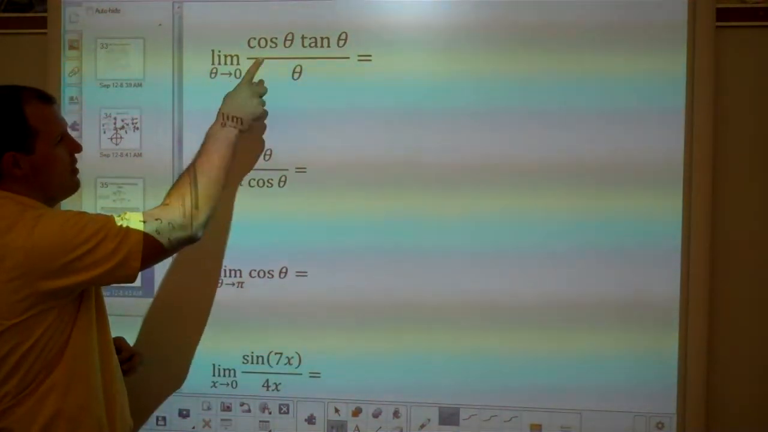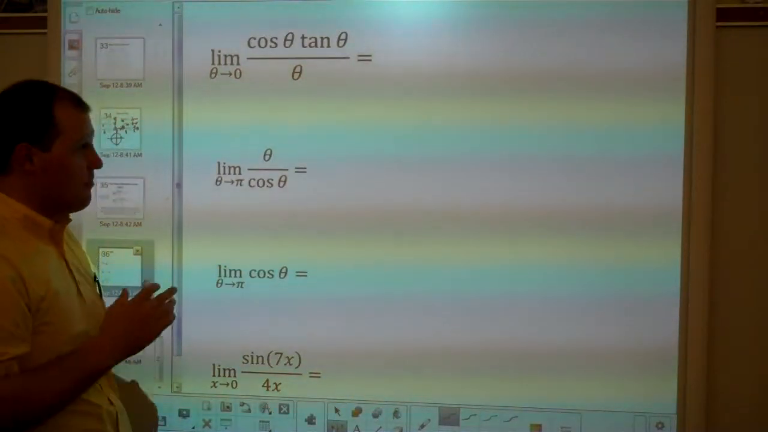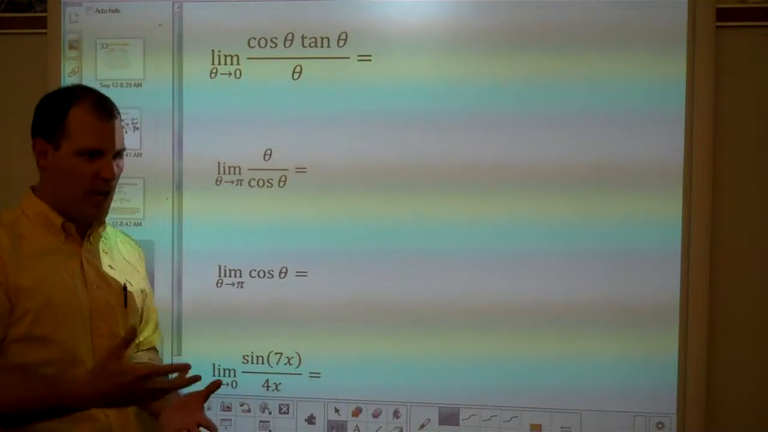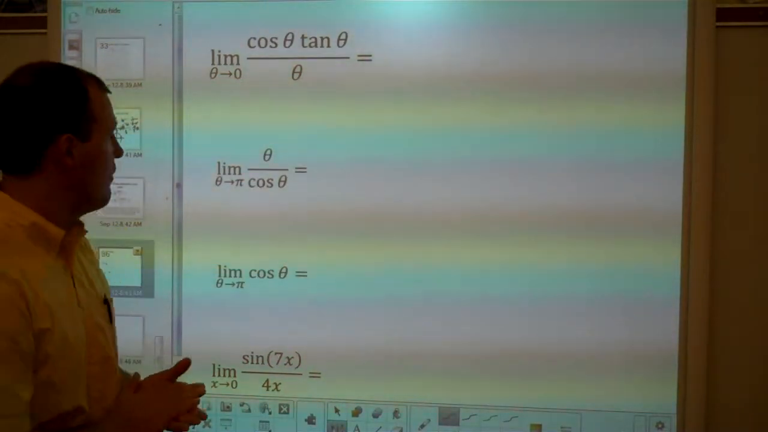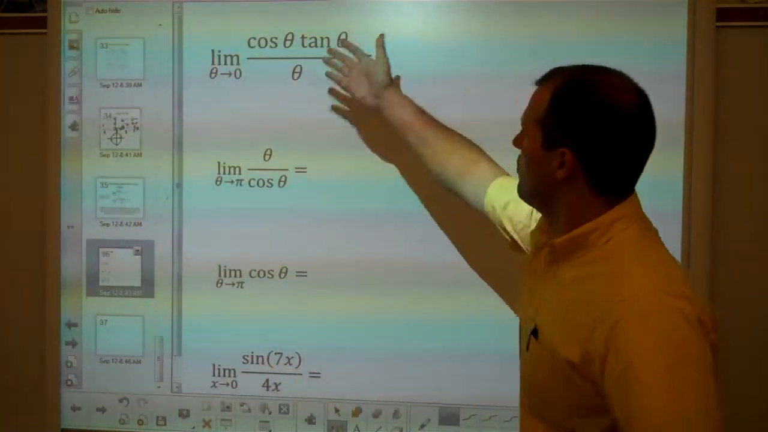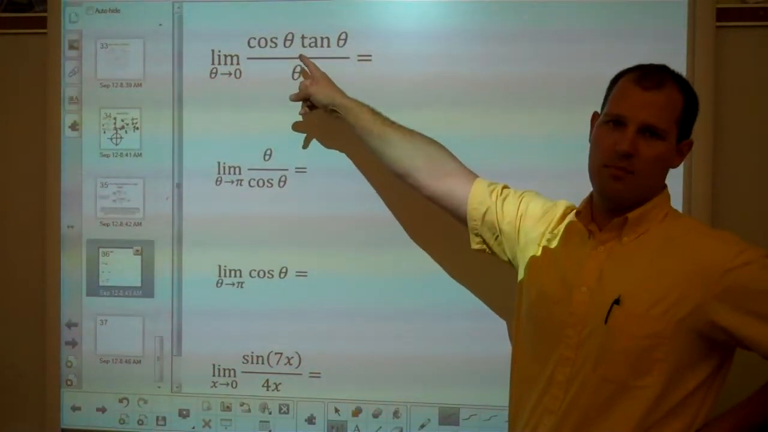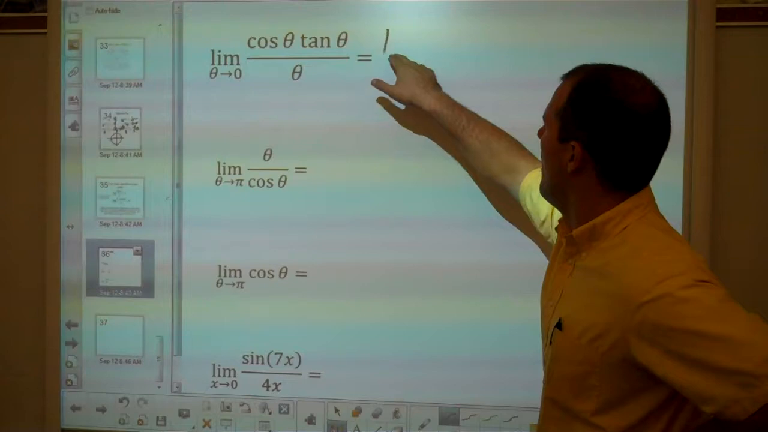We're approaching 0. That would put a 0 in the denominator, which creates a problem. So we're going to have to do some sort of simplification or algebra trick or some sort of trickery like that. What I'm seeing here is a cosine, and I remember that tangent has something to do with sine and cosine, so I want to write that out.